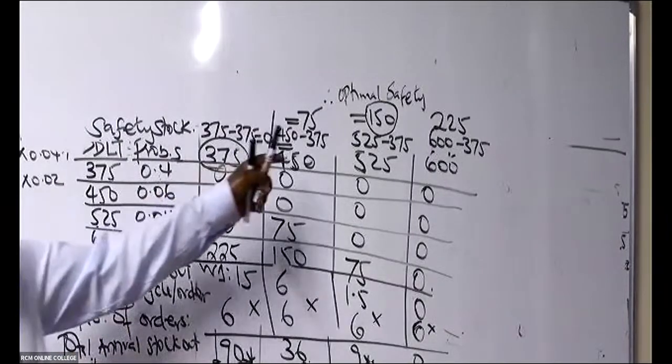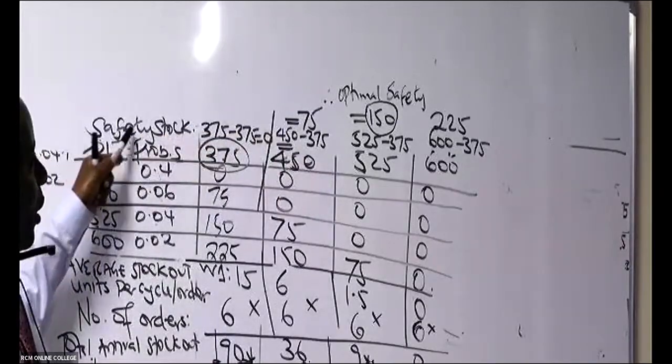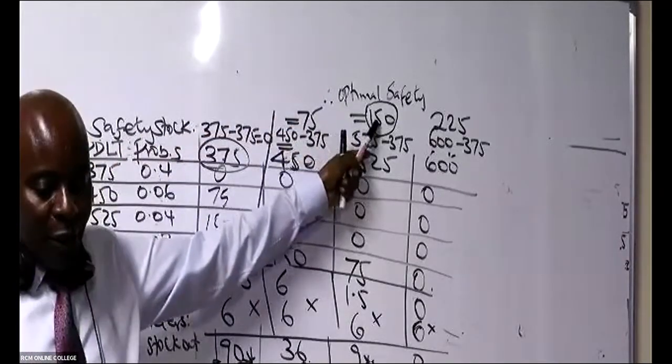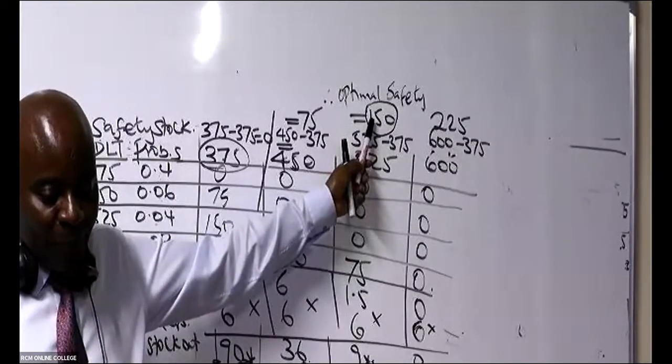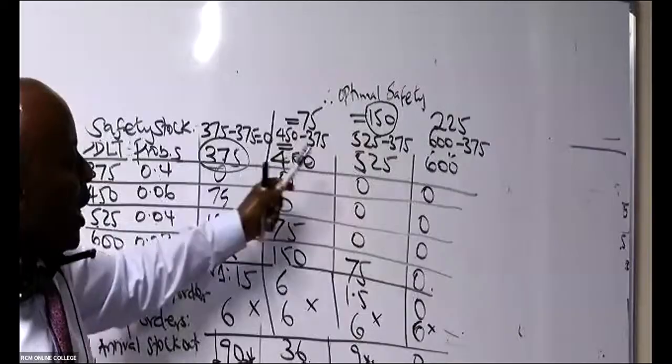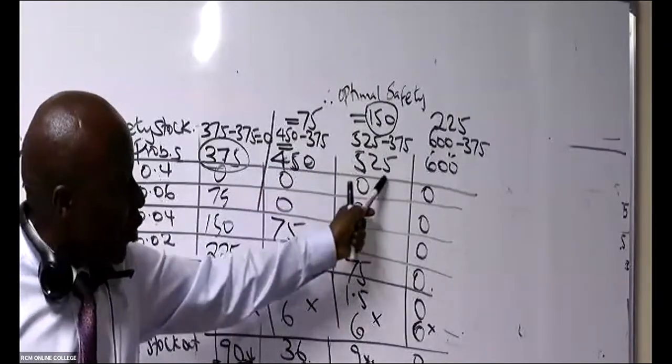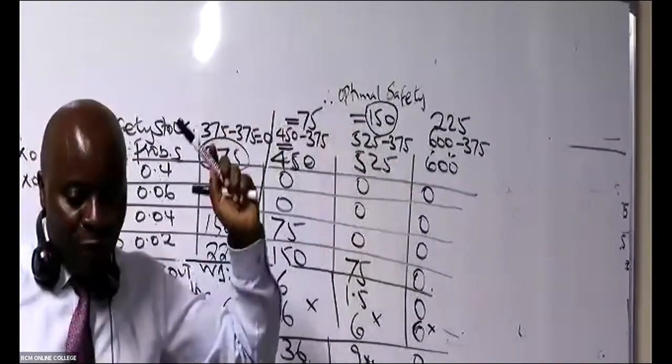150 is the optimal safety stock. Remember, these were the safety stocks. So the very best safety stock is 150. And then the optimal reorder level is this one now here, or optimal supply is 525.